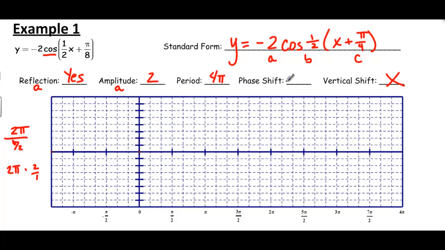Phase shift, how much do we move left or right? Well, if I look here, it's a positive value, which means I'm going to move the opposite direction. I'm going to move left, and we're going to move left pi over 4. Alright, so now this is a lot of information. How are we going to actually graph this?